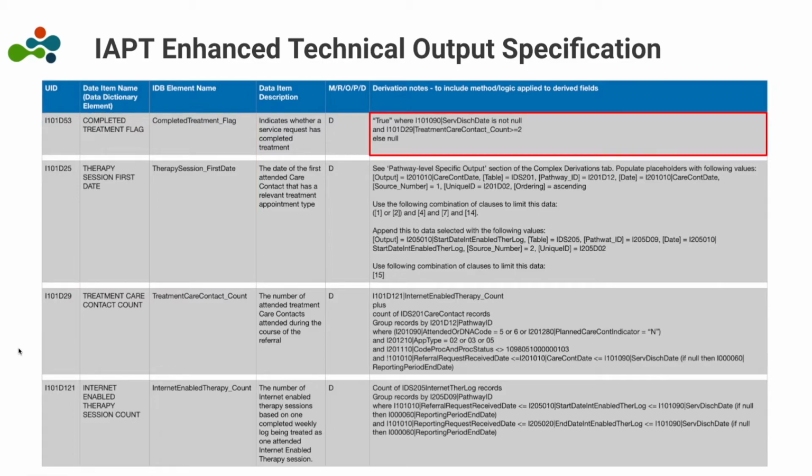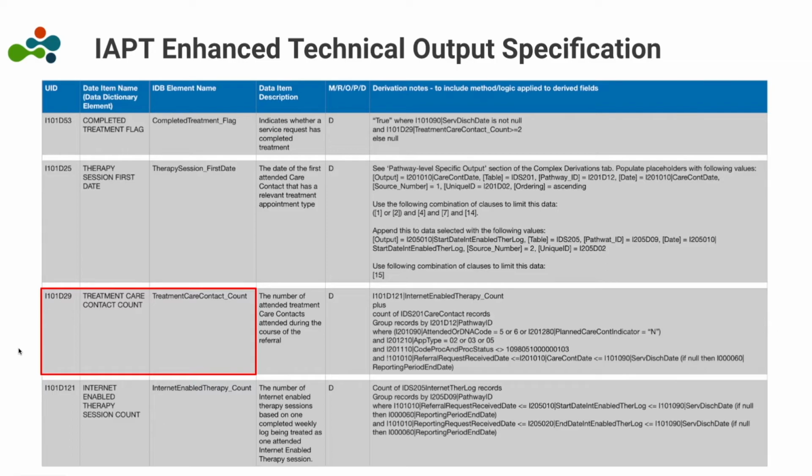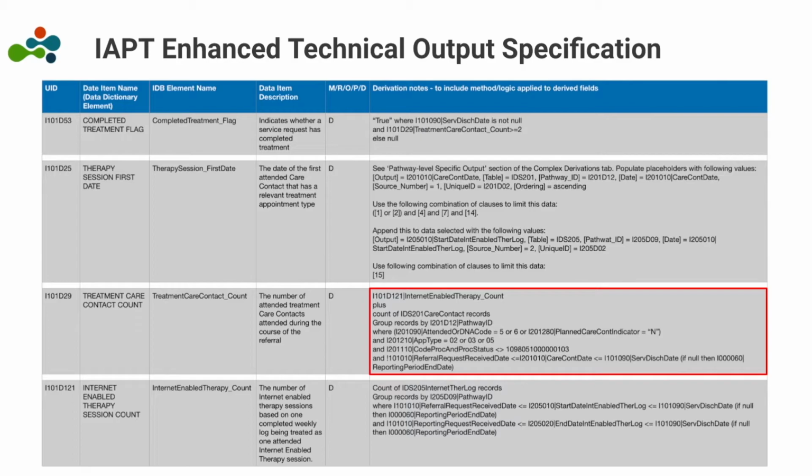The completed treatment flag will be true, or 1 in our back-end data, if the referral has been discharged and the treatment care contact count is greater than or equal to 2. This derivation uses another calculated field, treatment care contact count. The calculation for this field adds in the number of IT logs, which is yet another calculated field and shown at the bottom here, and the number of attended or unplanned treatment appointments, excluding employment support, which fell between the referral start and end date.